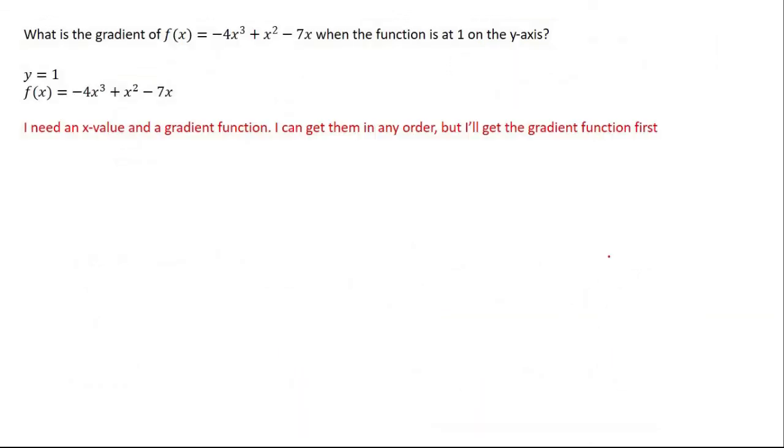You can do it in any order you want, but I think the gradient function is the easiest, because obviously you just need to differentiate. So I'm going to find that first, right? I'm going to go to my function and differentiate. So I'm going to take the 3 over here, so it's negative 12x squared plus 2x minus 7. So I found my gradient function.